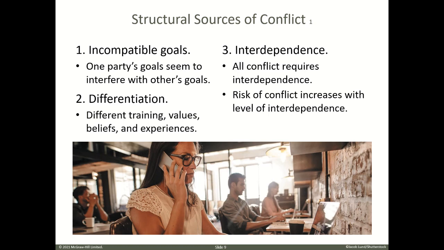Reciprocal interdependence also means that outputs are exchanged, so employees are highly dependent on each other. Take an example in the hospital, in the medical teams. Medical teams depend upon each other. One doctor depends upon another doctor, and that doctor depends on the first one. So this is also a structural conflict that can arise.